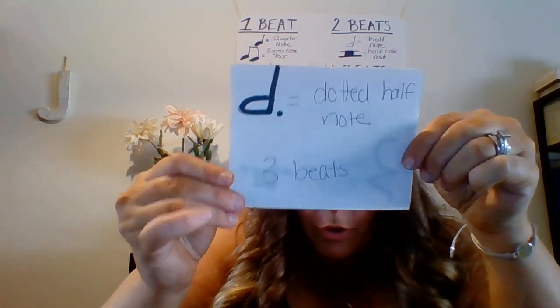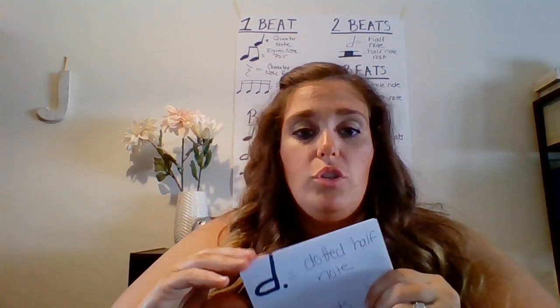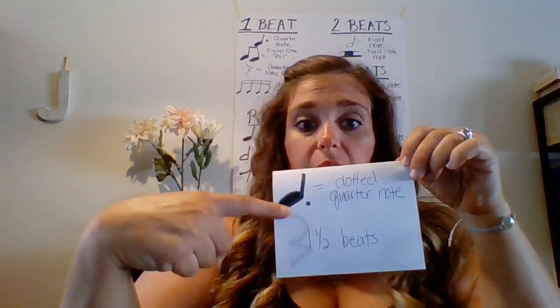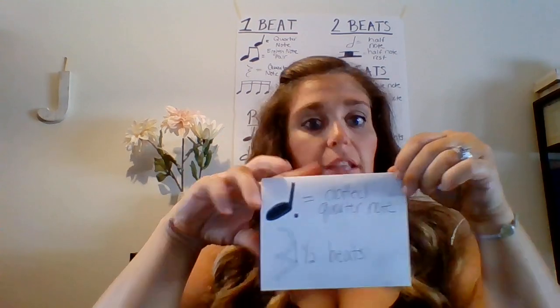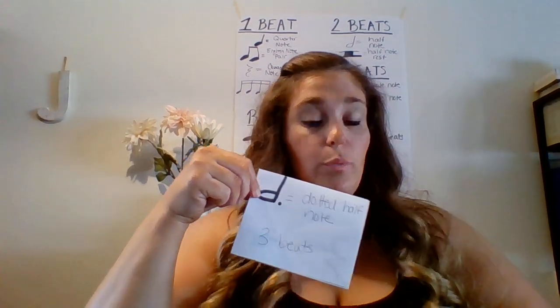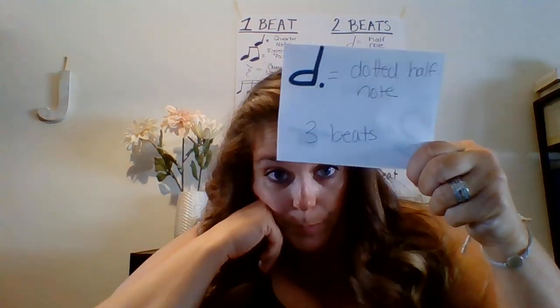This is a dotted half note, and it's worth 3 beats. But wait a second, Mrs. Johnson, why isn't it worth 2.5 beats? You just told me that a dotted quarter note is worth 1.5 beats because the dot is half. What I said is that it's half of the value of the note. So if we have a note, a half note is worth 2 beats. We learned that a long time ago, right? Half note is worth 2 beats. Half of that value, half of the value of 2 is 1. So what you would do is add 2 plus 1, and that gives you 3 beats, okay?